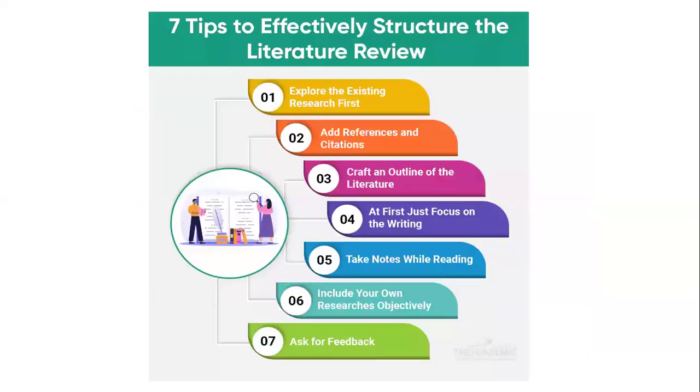These are basically some tips you can use while developing the literature review portion in your research. You have to explore the existing research first and then add references and citations, craft an outline of the literature. At first, just focus on writing. Take notes while reading. Include your own research objectively, ask for feedback. When you are using those AI tools, they can help you in crafting, in writing, in taking notes, in your objective work, and for your feedback as well.